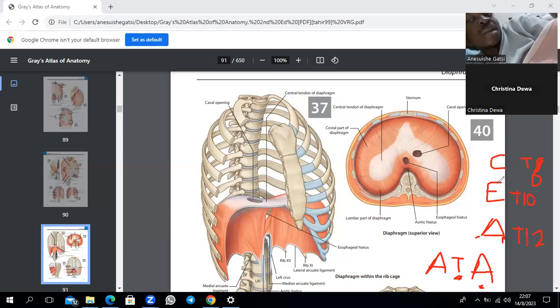But for the cava opening, there is the right phrenic nerve. So it's not both phrenic nerves, it's only the right one. And I usually teach people the trick of C for C: the cava opening is inside the central tendon. That's where the C for C comes from.